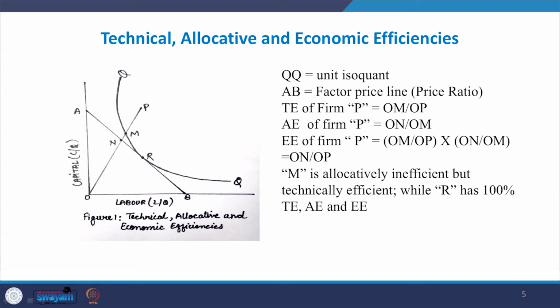And if you look at the point R, at point R allocative efficiency as well as technical efficiency both are equal to 1, because R point is on the isoquant as well as on the AB line. So, slope of AB line is equal to the slope of isoquant. So, R point is economically efficient. So, in this way we can measure both technical efficiency and allocative efficiency, and once we know these two efficiencies or inefficiencies, then we can easily calculate economic efficiency.